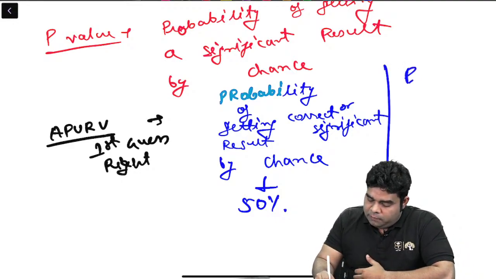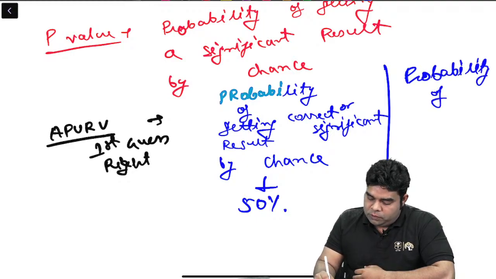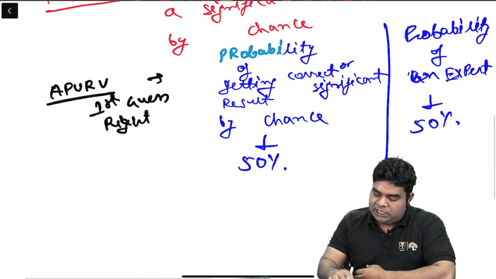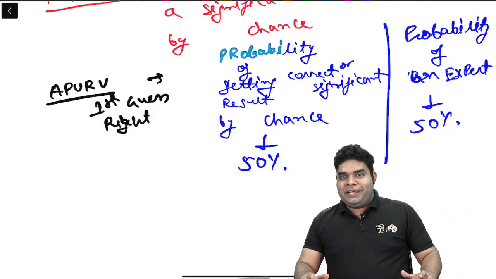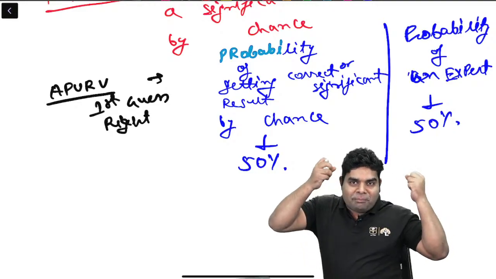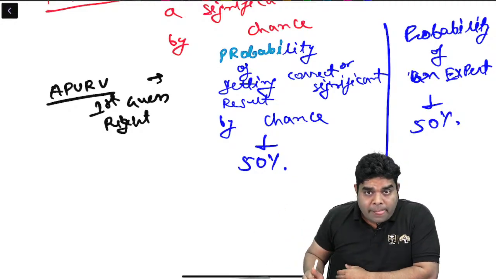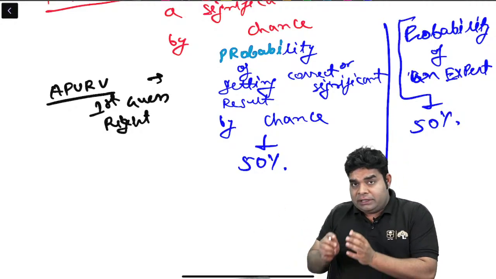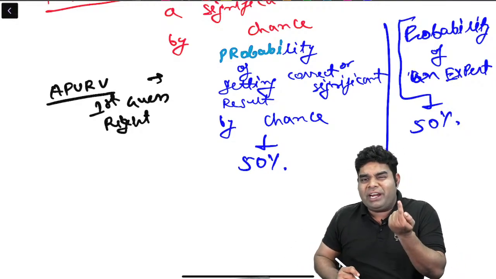So the probability of being an expert is also 50%. There is a 50% chance that Apurv is an expert and he can tell things correctly. He has some inner mystic capability of telling about medicine or telling about couples' future. So the probability that he's an expert is also 50%, and the probability that this came by chance is also 50%, because only one guess is right.